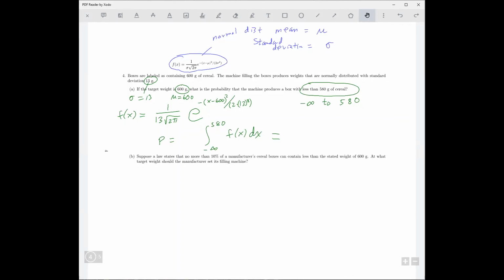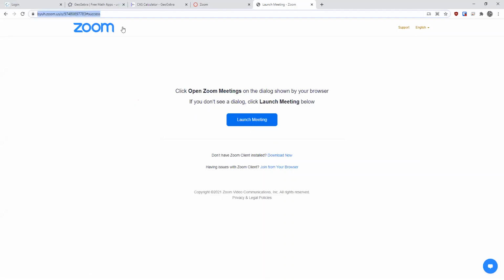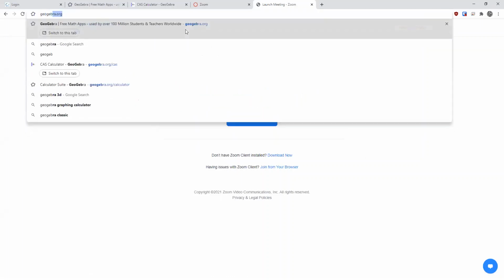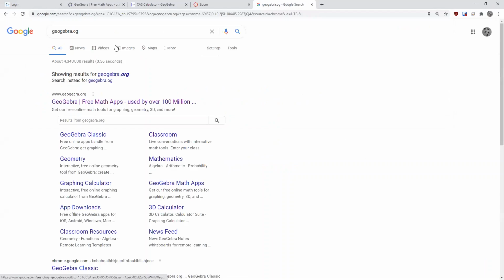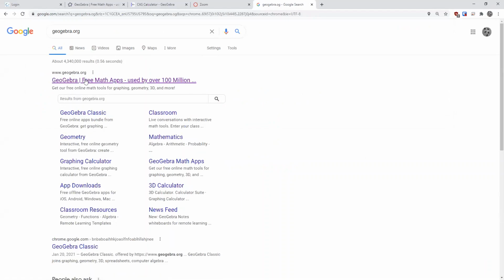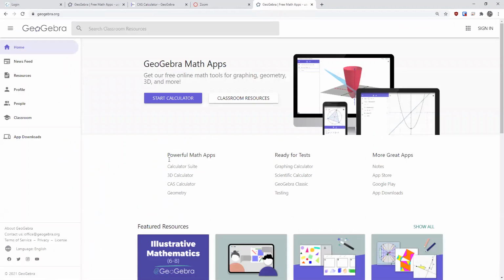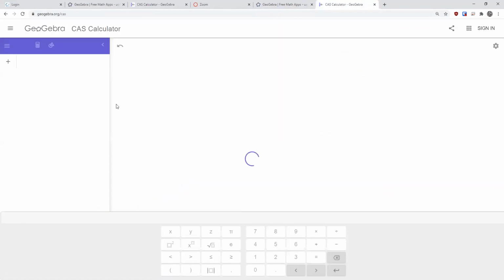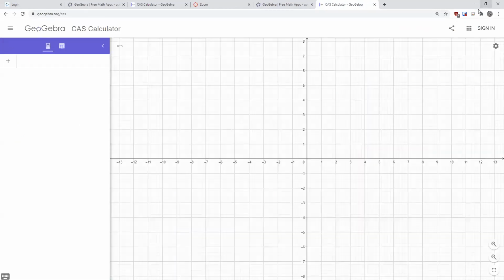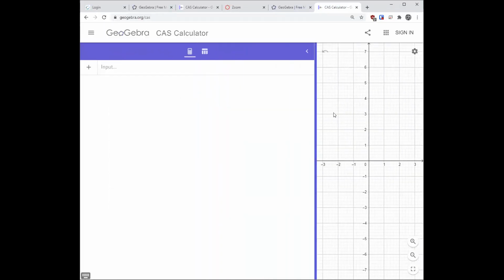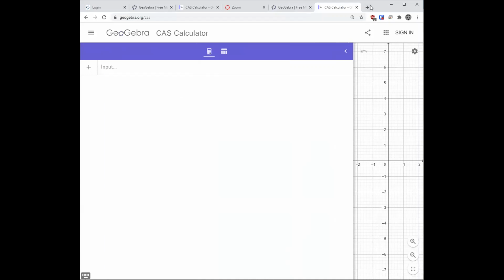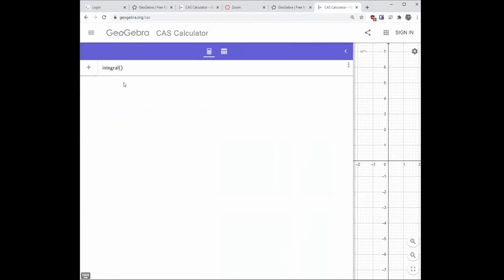So let me show you how you would do this. Let's go to our good friend GeoGebra and say, GeoGebra, help us out here. Okay, so I'm going to go to the CAS calculator. Make this nice and big. Because I don't need the graphing part, I just need the integral part. So integral, okay, and put the function in.